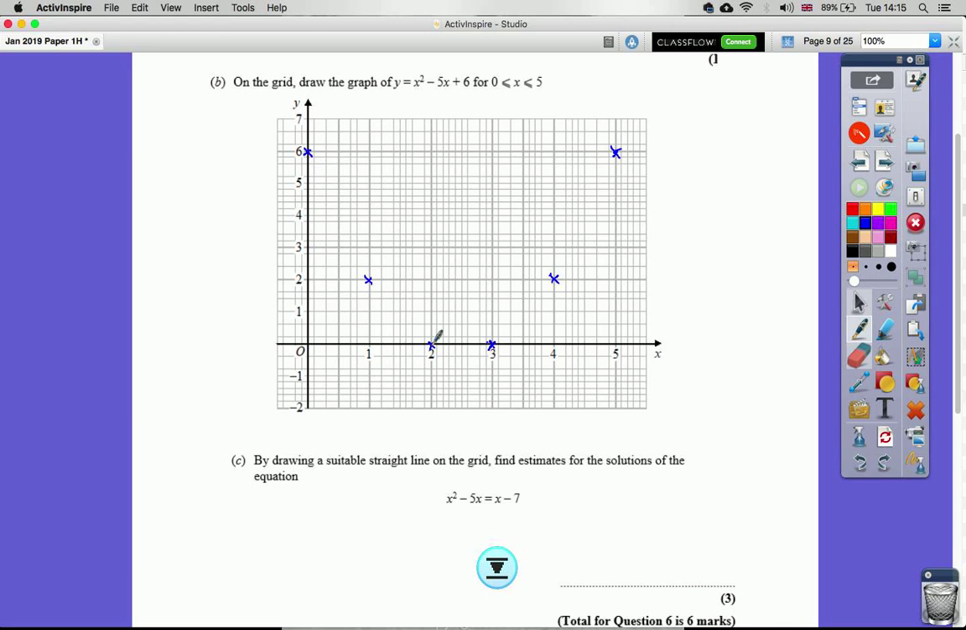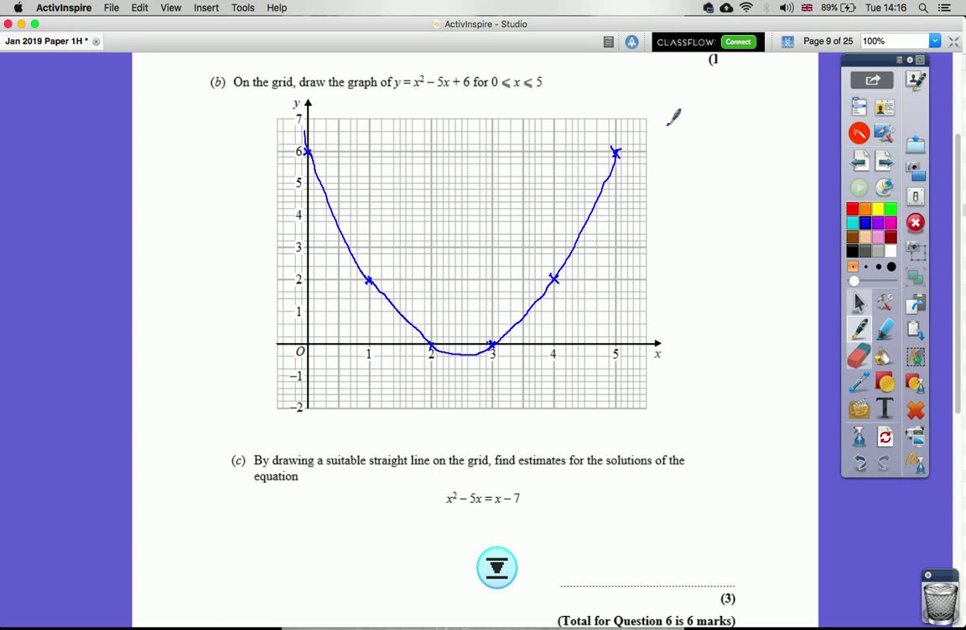So when I'm doing the graph, okay, that's the graph. Now it says, by drawing a suitable straight line on the grid, find estimates for the solution of the equation x squared minus 5x is equal to x minus 7. Right, so let's first try to work it out like this.